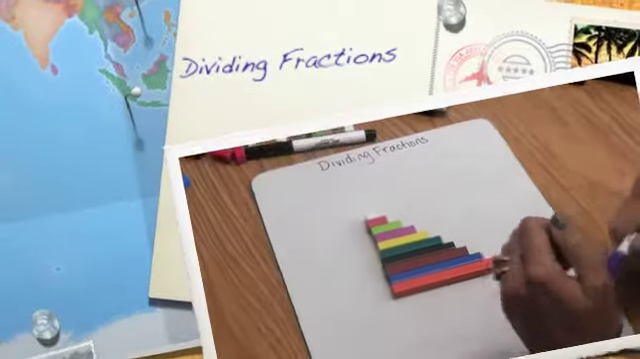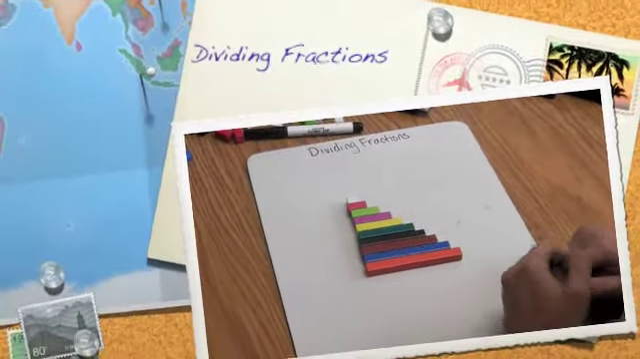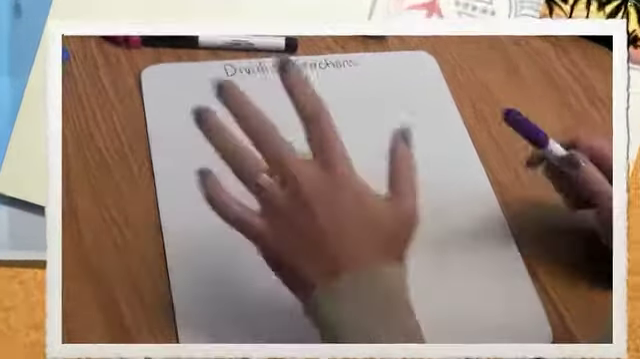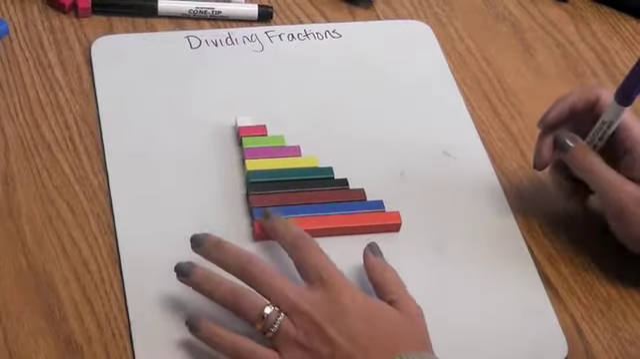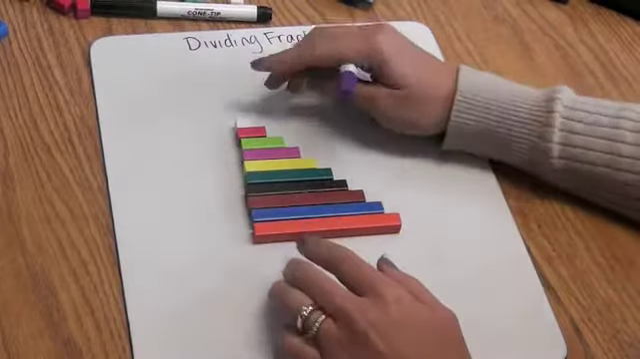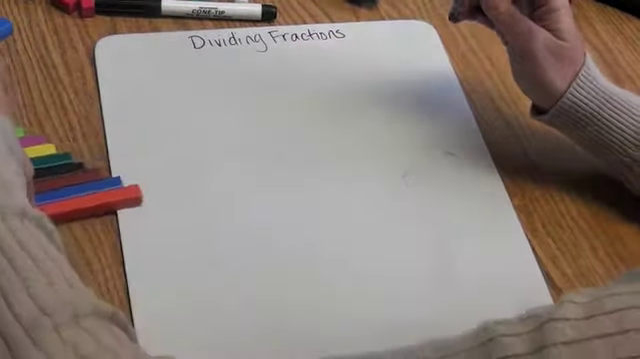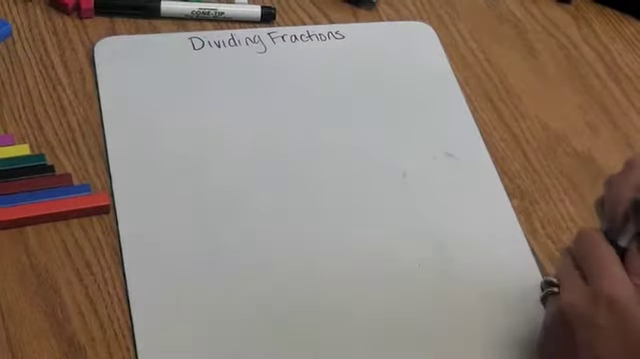Okay, hi everyone. We are going to talk about dividing fractions, and I'm going to use Cuisenaire rods in this demonstration. And again, Cuisenaire rods are math manipulatives that have units of measurement from 1 to 10. So I'm just going to push them to the side and pull them out as I need them.